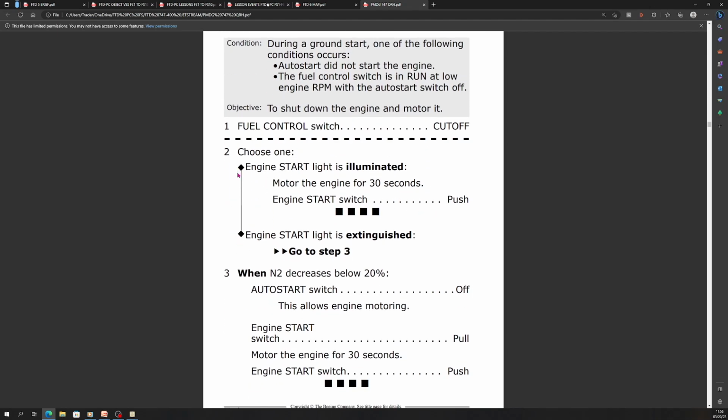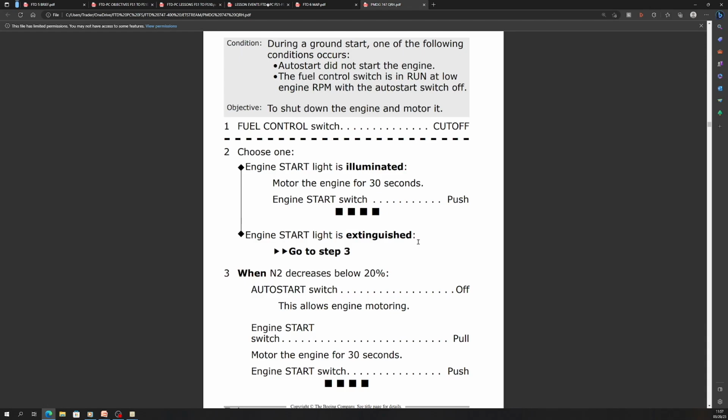And anytime you see a diamond like this, it's a decision point. It's either one or the other. So the engine start light is illuminated or the engine start light is extinguished. Which is it? If the engine start light is illuminated, then we're going to motor the engine for 30 seconds. And then after 30 seconds, we're going to push the engine start switch and stop the start. It basically just motors it in that case to clear the engine out, the fuel out, and things like that. And then after 30 seconds, we'll stop the start.